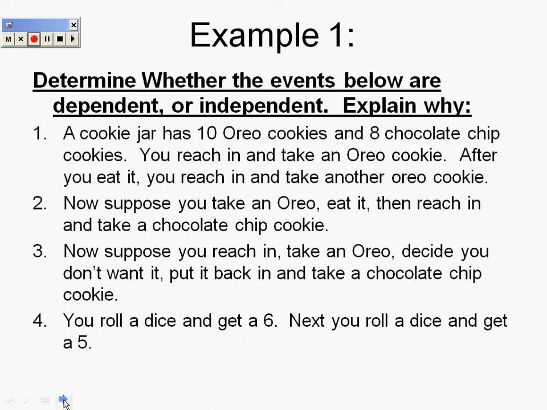So, suppose a cookie jar has 10 Oreos and 8 chocolate chip cookies. And here comes our first event. I reach in and I take out an Oreo cookie. So what is the probability of getting an Oreo cookie there? 10 Oreos out of a total of 18 cookies. 10 plus 8 is 18, right? So that's my first choice.